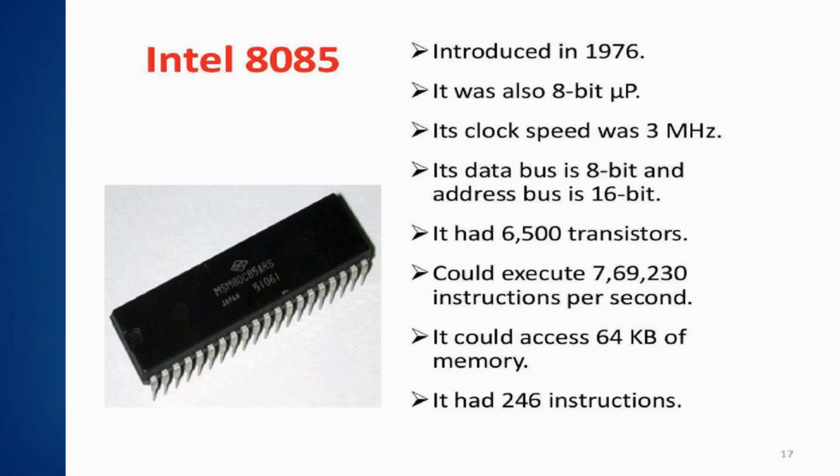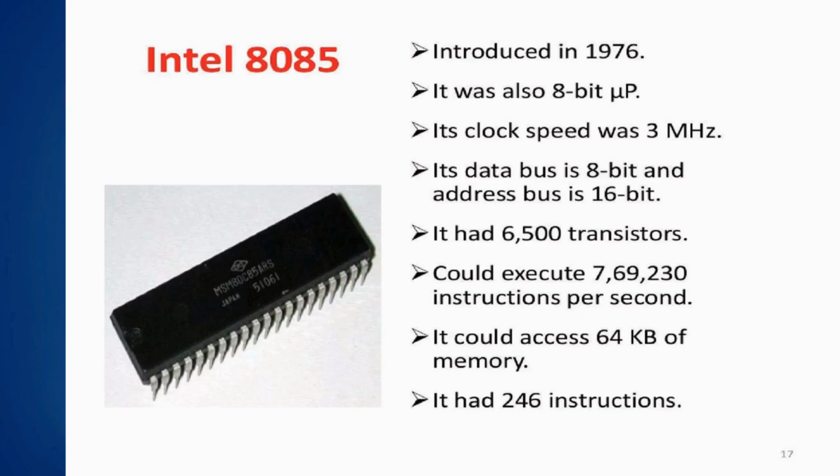And this is one of the very important ones, our IC, the 8085 microprocessor. In the year 1976, Intel introduced the Intel 8085 microprocessor. It was also an 8-bit microprocessor. The clock speed was approximately 2 to 3 MHz. The data bus here is 8-bit, and the address bus is 16-bit. I will tell you the meaning of address and data bus later. It had 6,500 transistors in it, and it could execute nearly 8 lakh instructions per second.